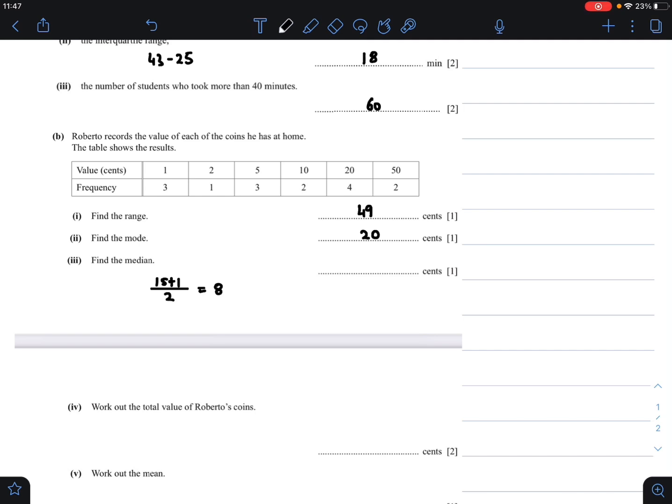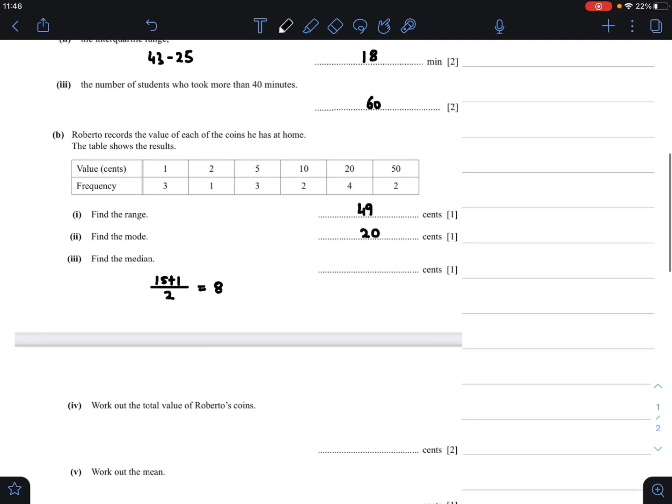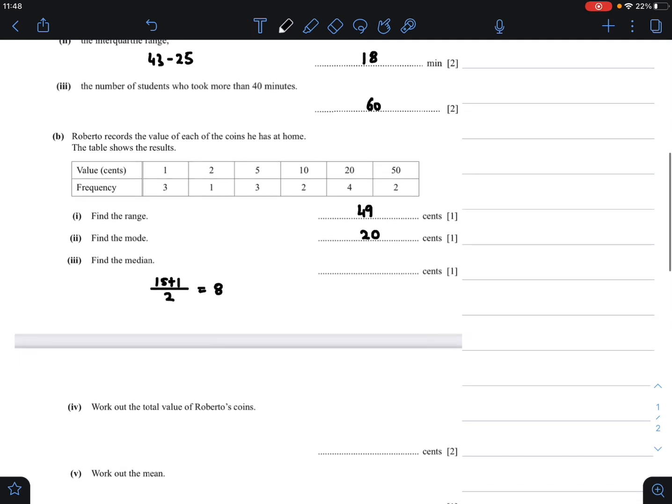So the first value, 1 cent coins, covers only 3 coins. So like that you have to find where the 8th coin lies. So 3 plus 1 is 4, 4 plus 3 is 7. Now till the 5 cent coins, you've only reached 7, so it can't be in the 1 cent coin, 2 cent coin or 5 cent coin. But when you go to the 10 cent coin, you will reach 7 plus 2, which is 9, and your median is the 8th coin.